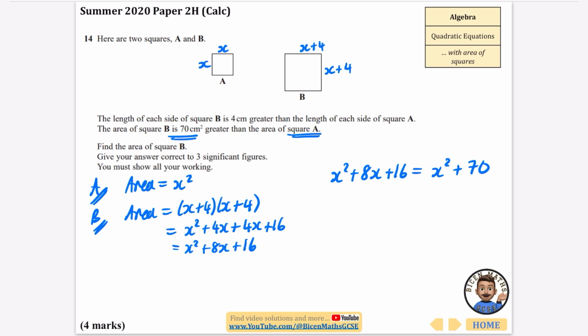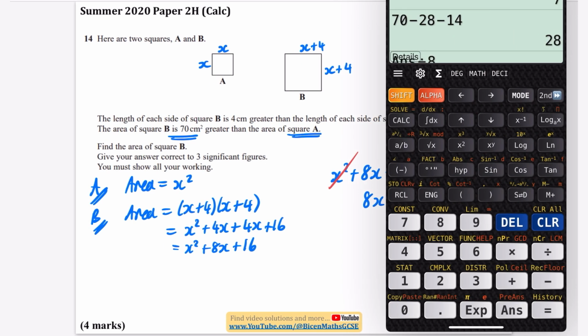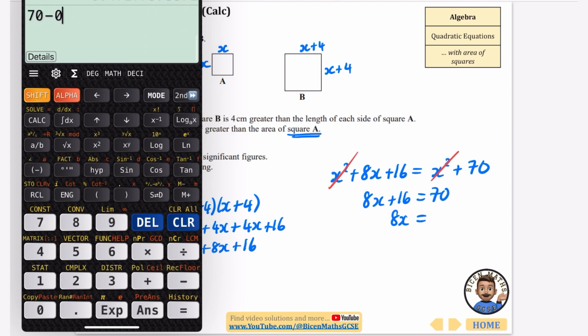And even though it comes up in quadratic equations, because it's an equation with some quadratics, we actually get some stuff cancelling here. So I can subtract x squared from both sides, and I get left with 8x plus 16 equals 70. Now it's a calculator paper, so if you want to, we can do this last part on the calculator. I'll do 70 take away 16, which is 54. And then I'm going to divide that by 8. So I get x is 6.75.